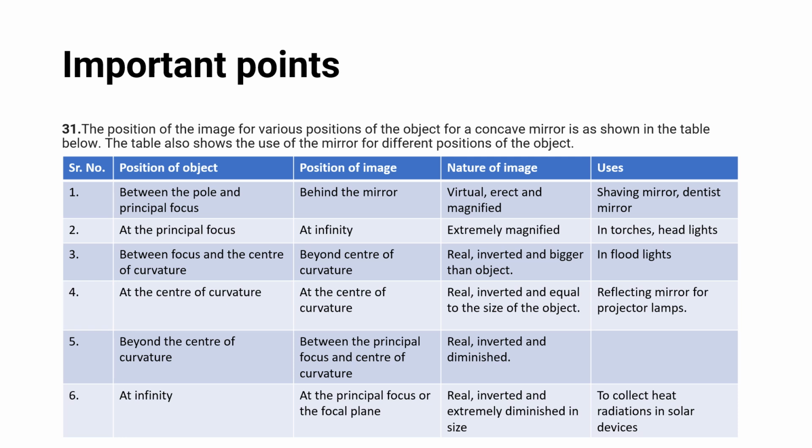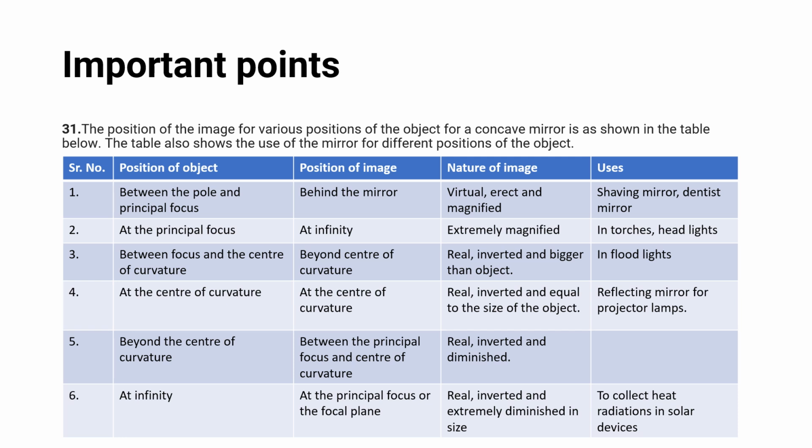So let's look at it. If the position of the object is between the pole and the principal focus, the position of the image will be behind the mirror. The nature of the image will be virtual, erect and magnified. The uses of such a mirror are in shaving mirrors and dentist mirrors. If the position of the object is at the principal focus, then the position of the image will be at infinity. The nature of the image will be extremely magnified, and the uses will be in torches and headlights.